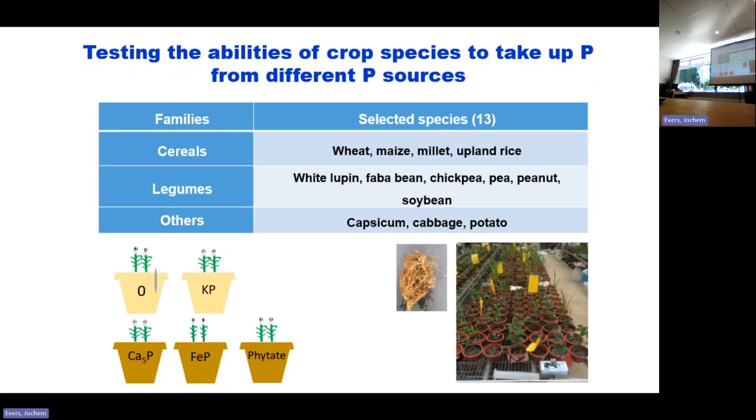First we want to test the ability of crop species to take up P from different P sources. So we selected 13 crop species that are commonly used in intercropping systems, such as wheat, maize, millet, rice, and white lupin, faba bean, chickpea, peanut, soybean, and also other crops like cabbage and potato. Then we grew them in monoculture and supplied them without P, or with the most available P, or with sparingly soluble P like calcium P, iron P, and phytate P.